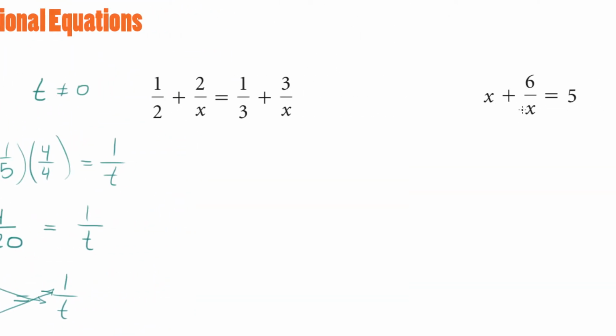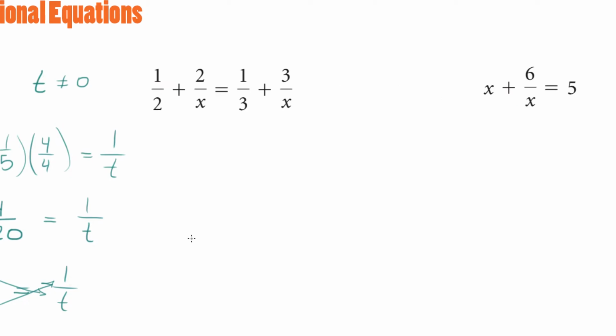Now this one, similar to the previous one, has fractions. Therefore, we need a common denominator. We can make our lives easier by putting everything that does not have a variable fraction, like 1/3, into one side, and everything that does have a fraction to the other. So that's what I'm going to do. So 1/2 minus 1/3 equals 3 over x minus 2 over x.